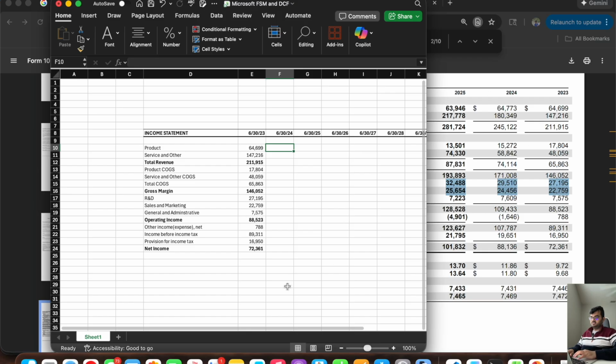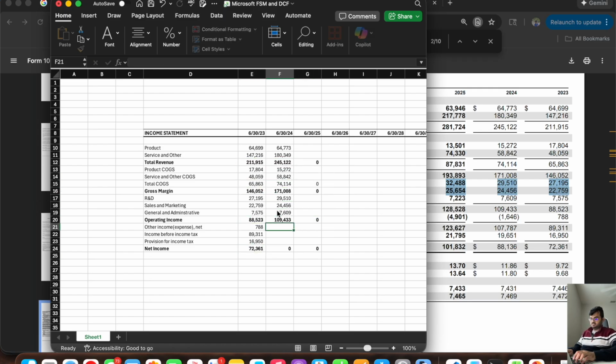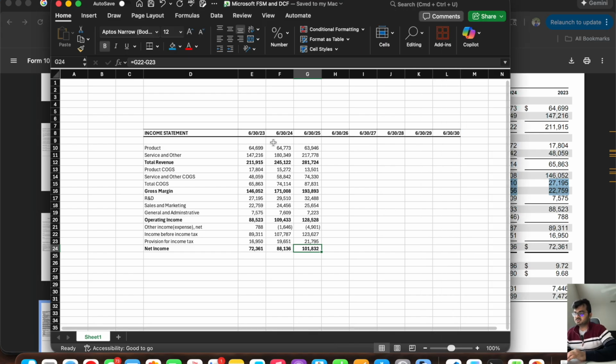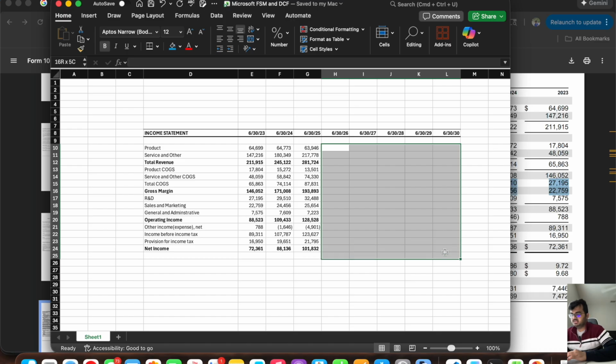Similarly, I will quickly input the numbers for 2024 and 2025. Perfect. So now what I did is I provided the input of the historical three years, that is 2023, 2024 and 2025. Now let's start to forecast what the future would be for the next five years.